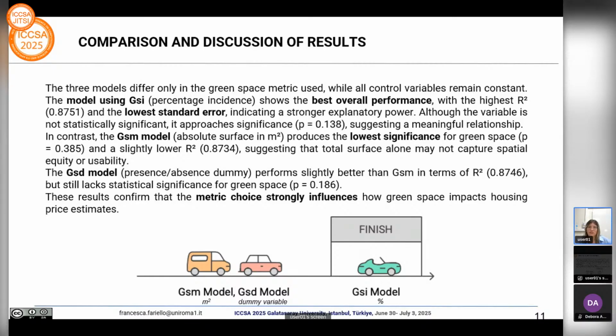The model with GSM based on the absolute quantity of green is the less effective. R squared lower and p-value very high confirm that the mere quantity does not say much about the perceived value of green. This comparison reinforced the idea that metrics matter and that in urban models a proportional representation of the green is more consistent with the logic of the market and perception of the inhabitants.